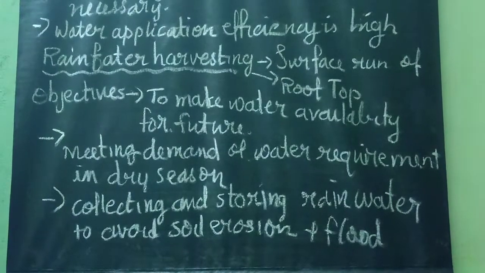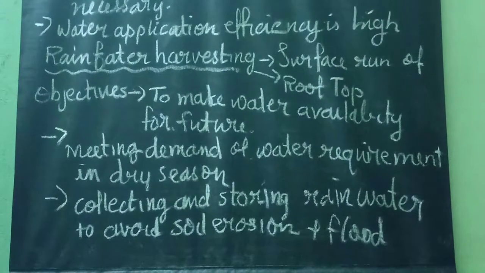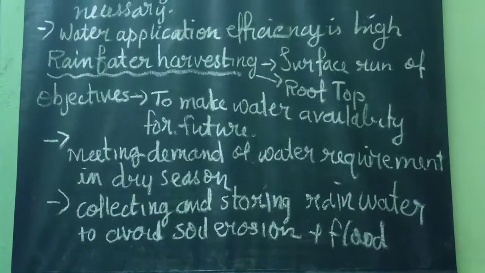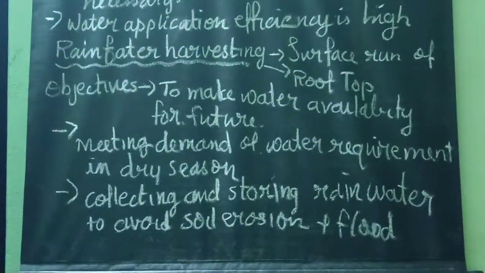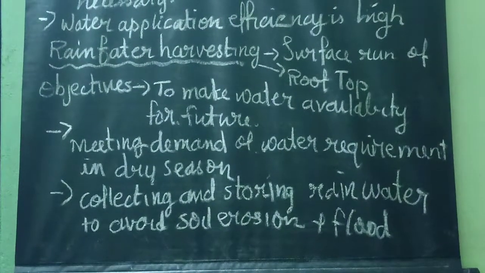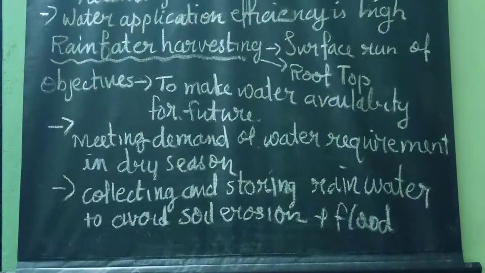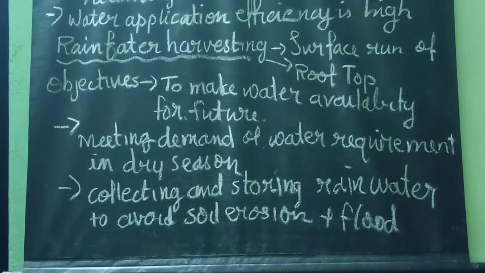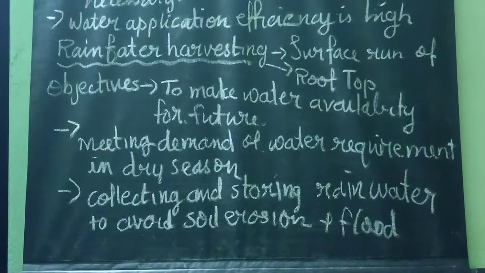So first is surface runoff harvesting. Surface runoff is the water flow which occurs when soil is infiltrated to full capacity and excess water from rain, snow melt or other sources flows over the land. The excess water can be harvested. That excess water is used only for harvesting purpose.